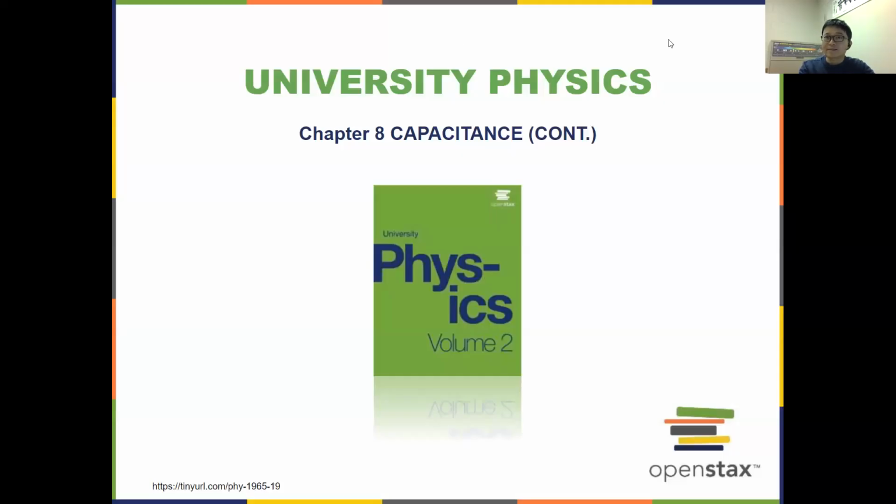All right, welcome back. So last time we talked about capacitance. I think we are pretty much done with all the content, but I just want to give you guys two more examples on this topic. So let's take a look at the examples right away.